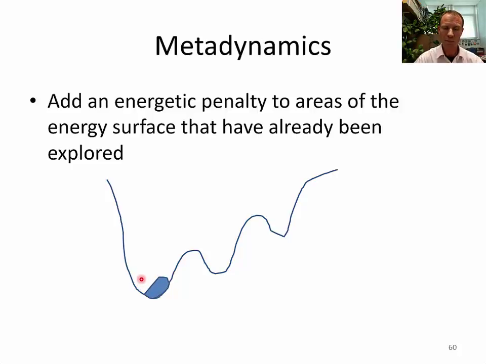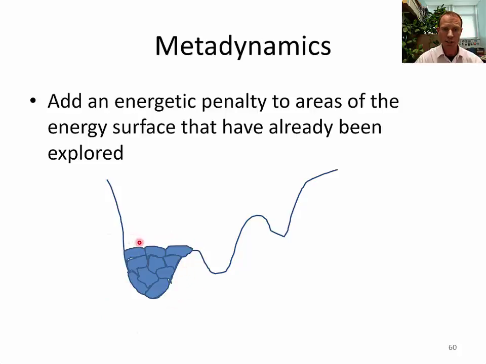So now we sample over here for a bit, and then we can put a barrier in, a penalty, to push it away from that, because we've been there, we've done that. So we can just keep going. As we sample each area, we can slowly push the simulation away from the regions which have been discovered. You can imagine we're now sampling up here on the energy landscape, and then we add more penalties, and now we've got to a stage where this basin has been completely filled in.